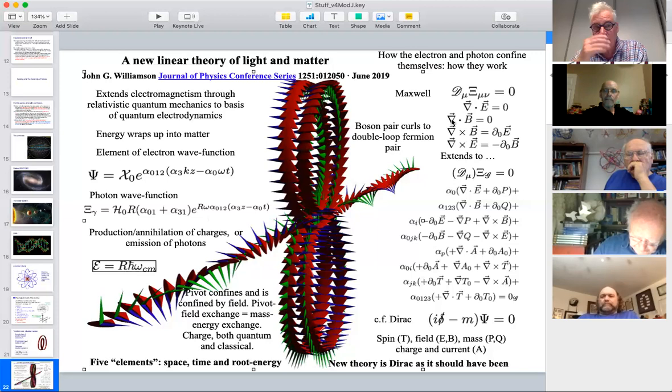And if you want to read about it in 20-page detail with much more of the maths in there, it's in the Journal of Physics, IOP, June of last year, up on the Quicycle website, of course. All that's in this are five elements: space, time, three dimensions of space, one dimension of time, and square root energy density. Nothing else. It's just developed from those five elements.